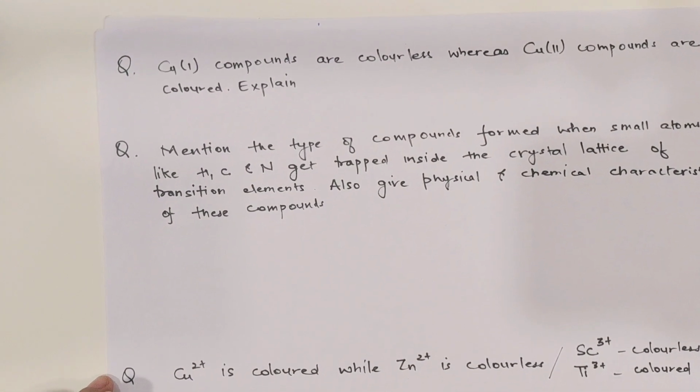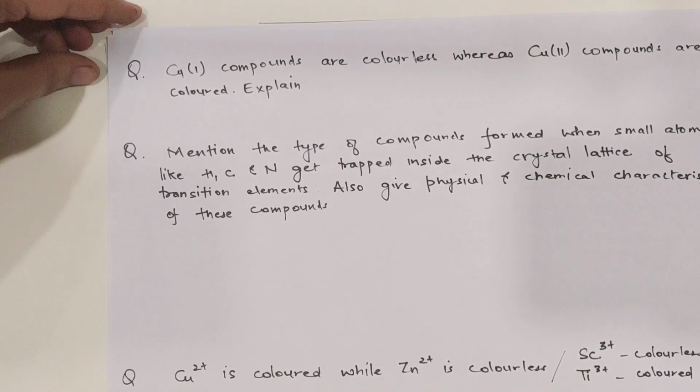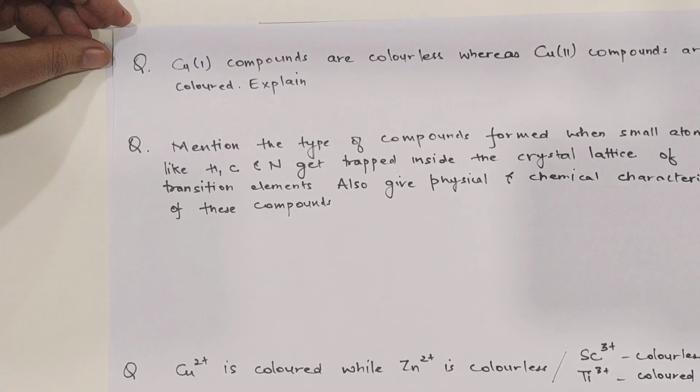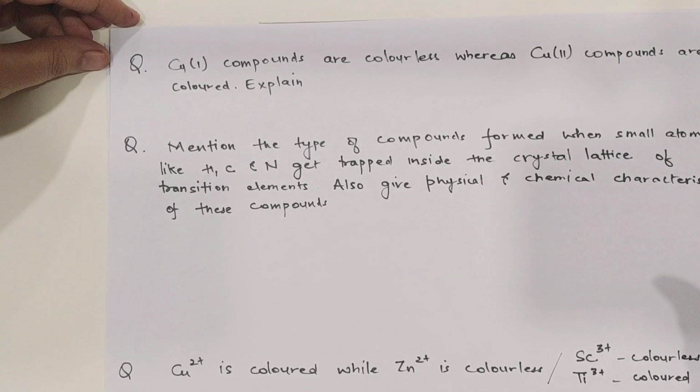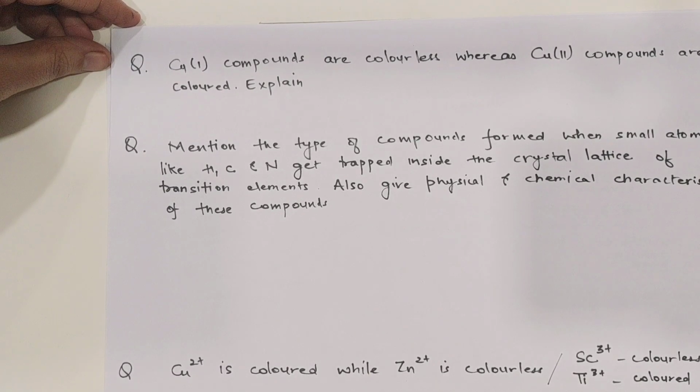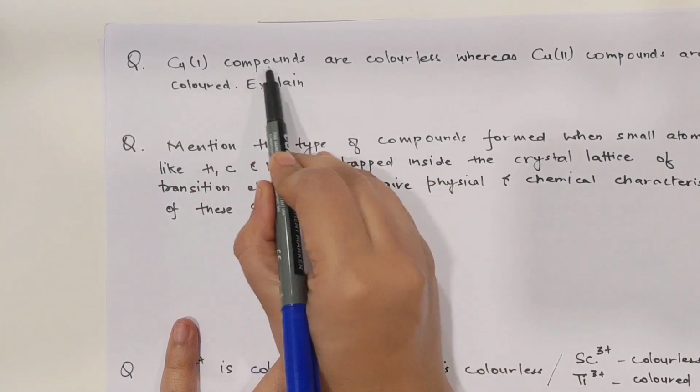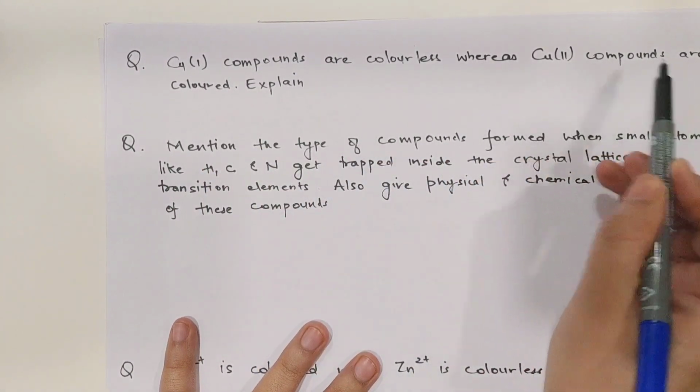All right. Now, when we talk about colored compounds, many times these questions come. Like, for example, why this is colored and the other thing is not colored. To answer them, you simply have to see whether there's a possibility of d-d transition. That means whether there is an incomplete d subshell. If the d subshell is empty or completely filled, the color won't be there because there won't be any d-d transition. Now, copper 1 compounds are colorless, whereas copper 2 compounds are colored.